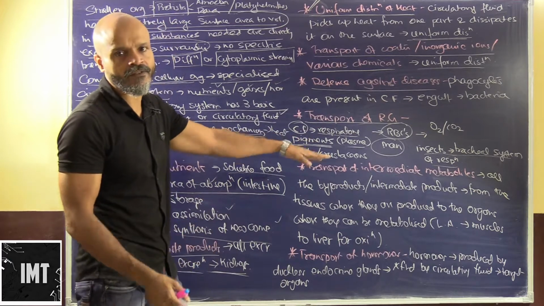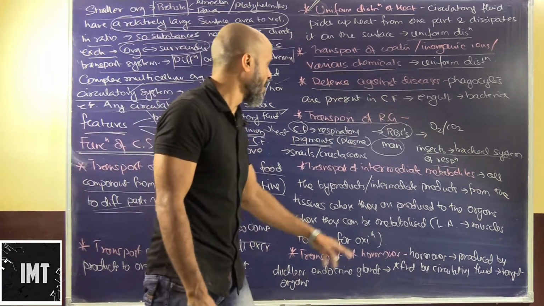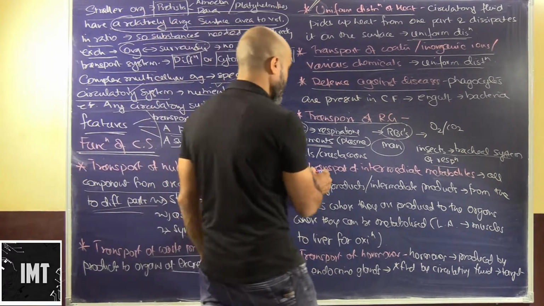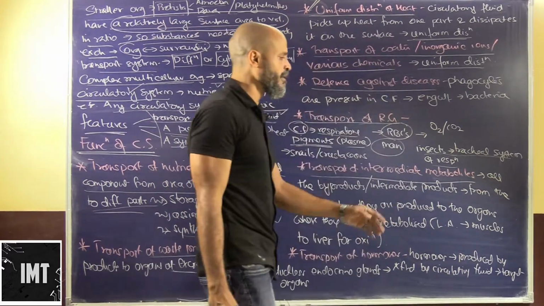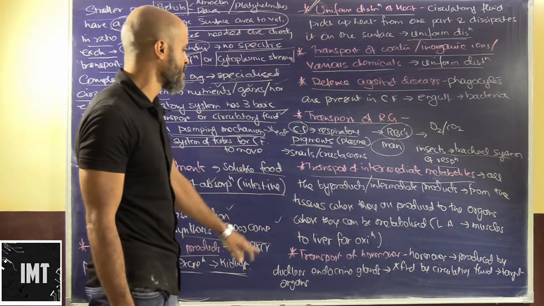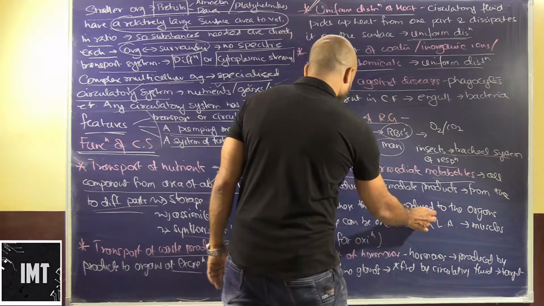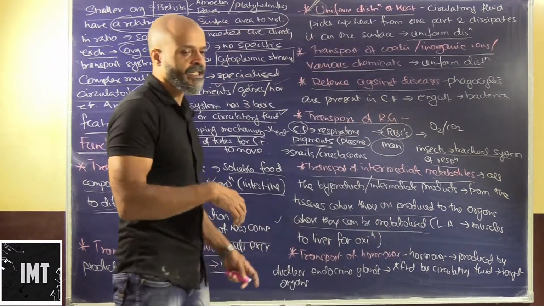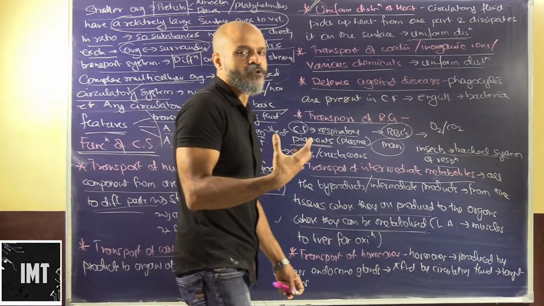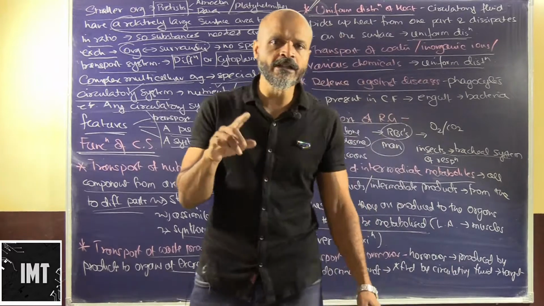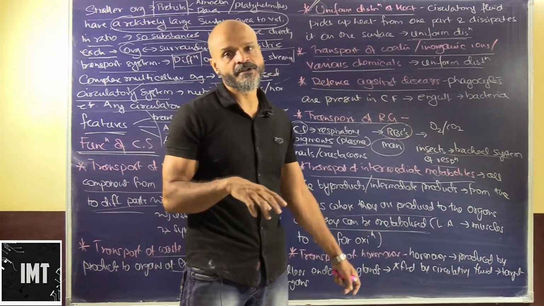Okay, so different ways are there for the transport of respiratory gases. Now, transport of intermediate metabolites. What do we mean by intermediate metabolites? All the byproducts or intermediate products from the tissues where they are produced to the organs where they can be metabolized. For example, during heavy exercise we produce lactic acid. This lactic acid is carried all the way up to the liver for oxidation.